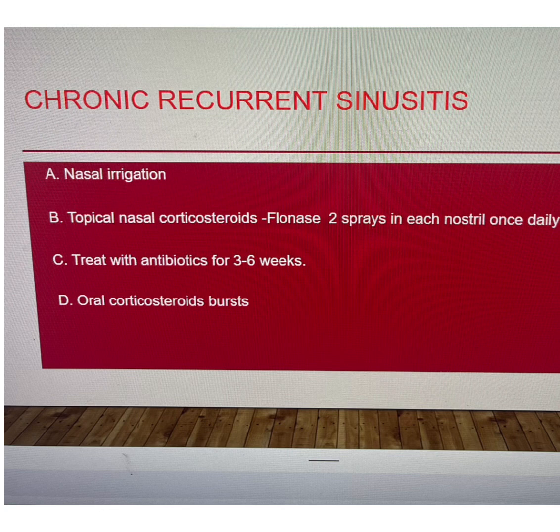Nasal corticosteroids such as Flonase, 2 sprays in each nostril once a day, or 1 spray BID. For exacerbation, treat with 3 to 6 weeks of antibiotics. An oral corticosteroid burst may also be helpful, like prednisone starting at 40 and tapering down. Referral is needed for chronic rhinosinusitis with frequent severe symptoms and frequent exacerbations.